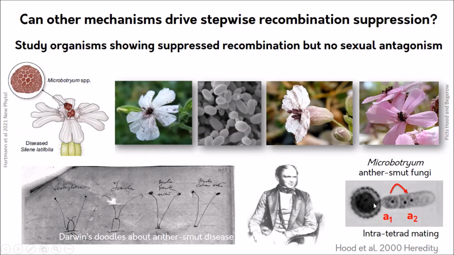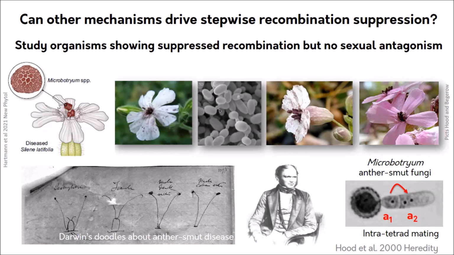And so you have here a spore of the fungus. The spores that are in the flower are diploid, and then they germinate, they undergo meiosis, and they produce 4 haploid products of meiosis, 2 of A1 mating type and 2 of A2 mating type. And actually, they mate within the tetrad without any haploid phase. So there is no haploid phase where they are of different mating types. So there's really no room for antagonistic selection between mating types.